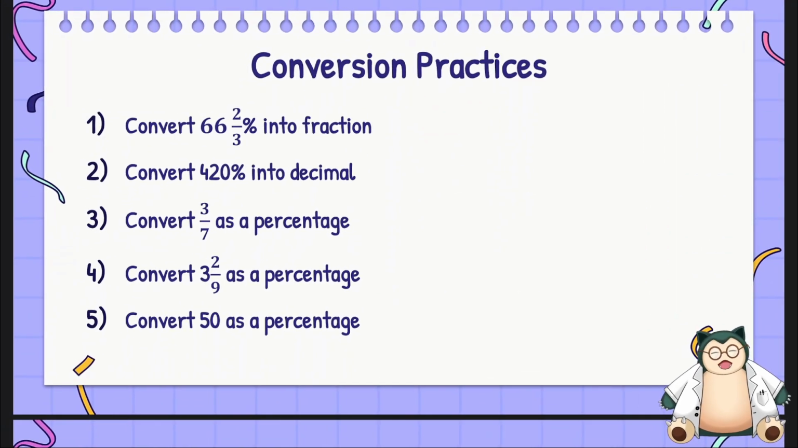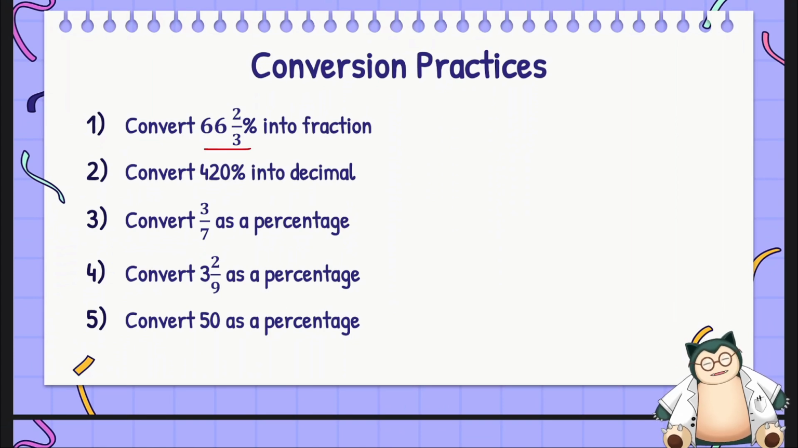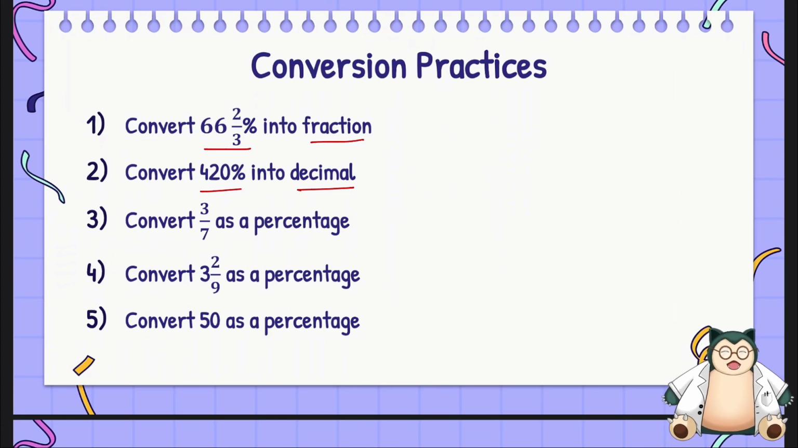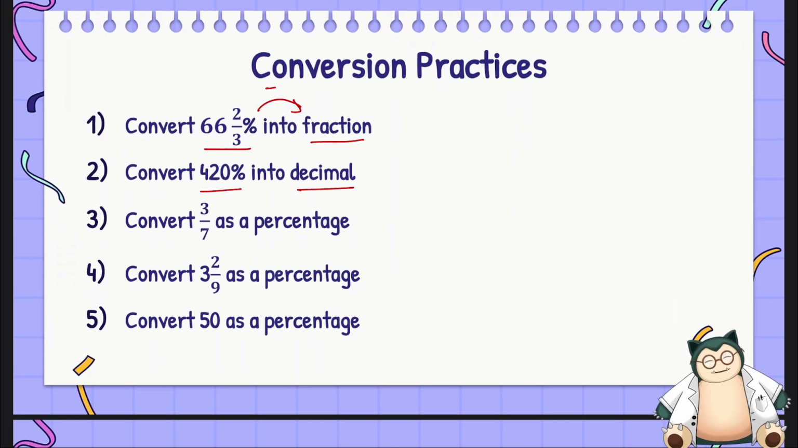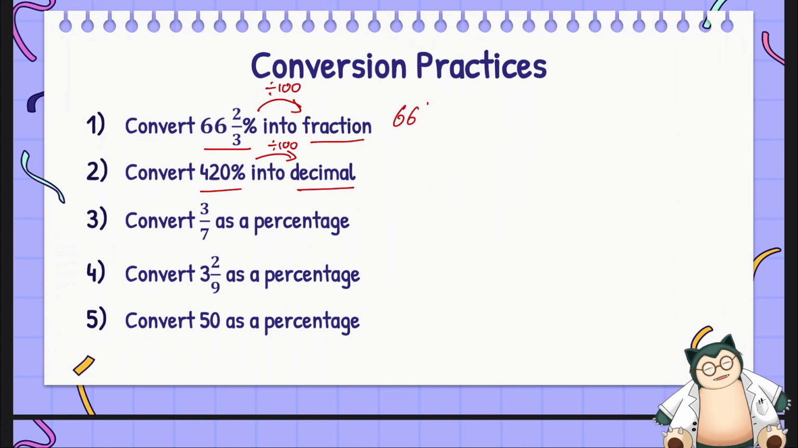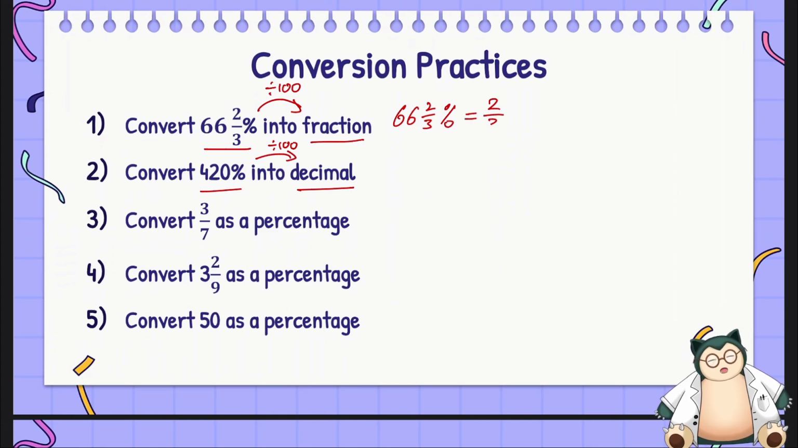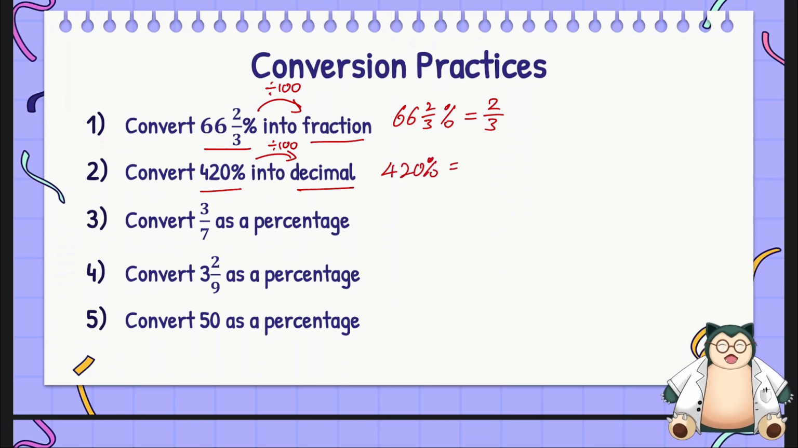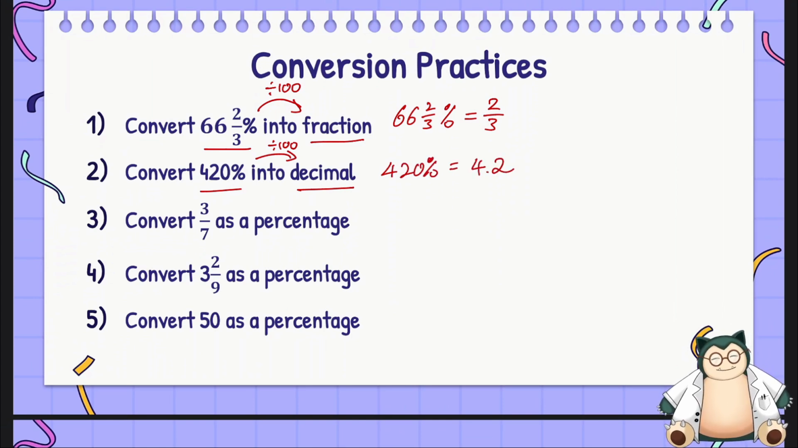Okay, now let's try out some practices. On the left, for question 1 and 2, we have percentage into fraction and percentage into decimal. So based on the concept that we learned, we will have to divide by 100 to get our fraction or decimal. So for the first one, we get 66 2 over 3%. If we divide by 100, we will just get 2 over 3. And likewise, for 420%, after dividing by 100, we will get 4.2.